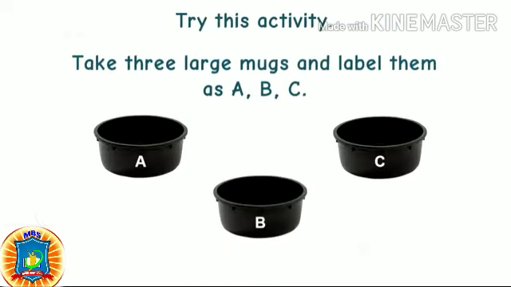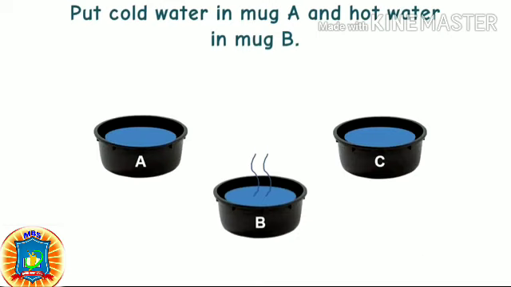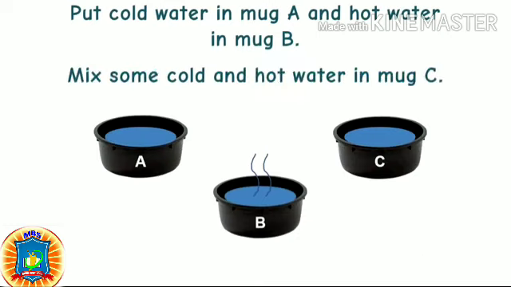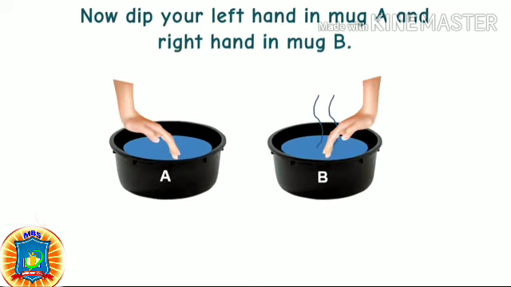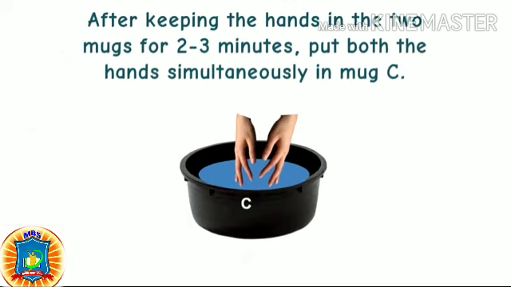Try this activity. Take 3 large mugs and label them as A, B and C. Put cold water in mug A and hot water in mug B. Mix some cold and hot water in mug C. Now dip your left hand in mug A and right hand in mug B. After keeping the hands in the two mugs for 2-3 minutes, put both the hands simultaneously in mug C.